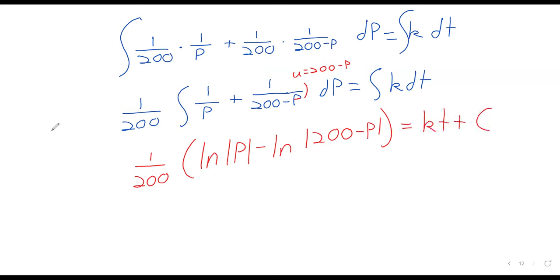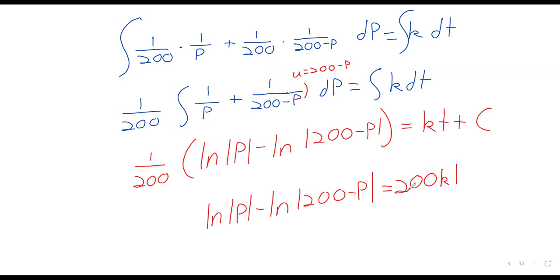On the right, kt plus C. Multiply both sides by 200. It always seems a little arbitrary. I mean, k is an unknown constant. So you could argue that 200k is an unknown constant in exactly the same way that 200C is an unknown constant, but we're not going to make that argument. 200k, we'll just write that down, whereas 200C, we'll still write as C.